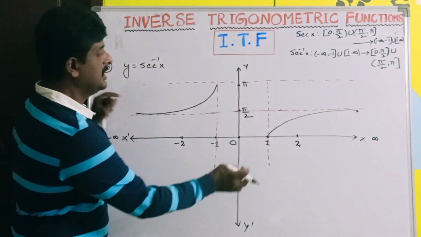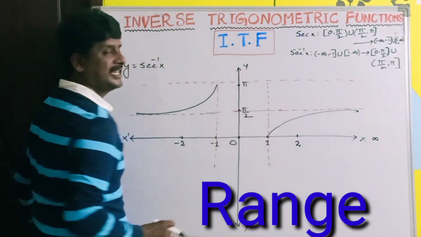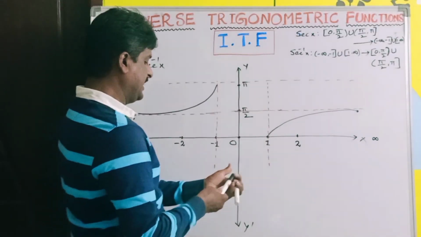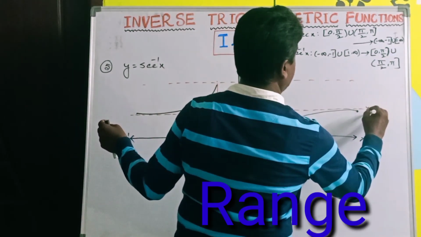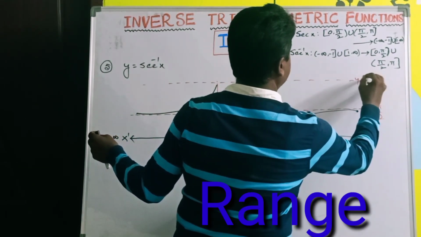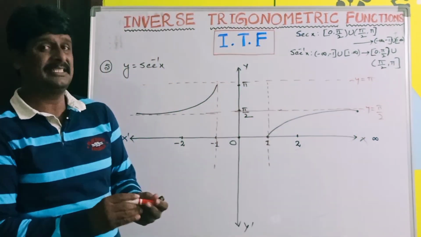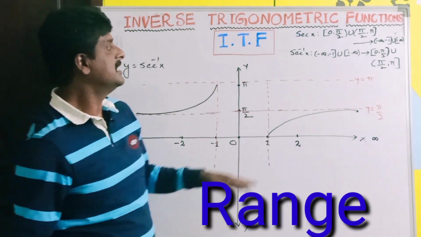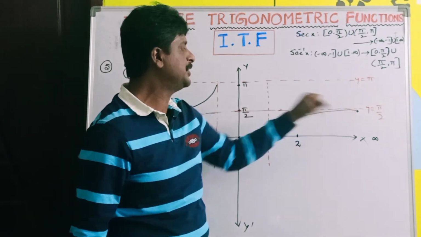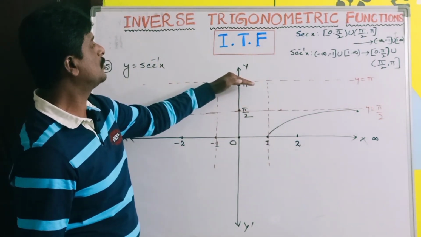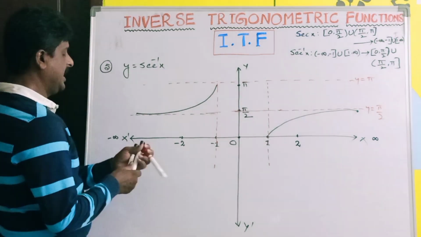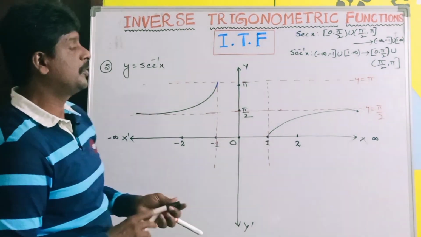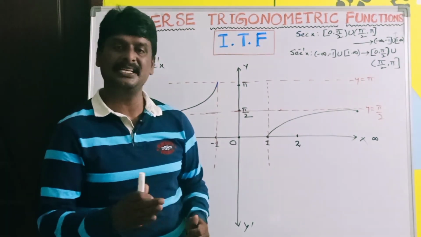Its range is 0 to pi by 2. It doesn't equal pi by 2. That's why it is asymptotic to the pi by 2 line. It never touches the y equals pi by 2 line. And also never touches the y equals pi line. So its range can include 0, because it is intersecting the x-axis. Starting from closed 0 comma pi by 2 open union open pi by 2 comma pi closed, it can be pi also. At minus 1 it is equal to pi only. So this is the domain and range of secant inverse x.